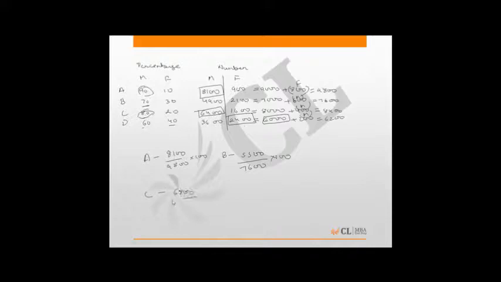In C, the figure would be 6400 plus 400, that is 6800, divided by 8400, into 100, and in D it will be 3600 plus 200, that is 3800, divided by 6200, into 100. Now closely calculate these values. I would suggest a student not to approximate and calculate these exact values.